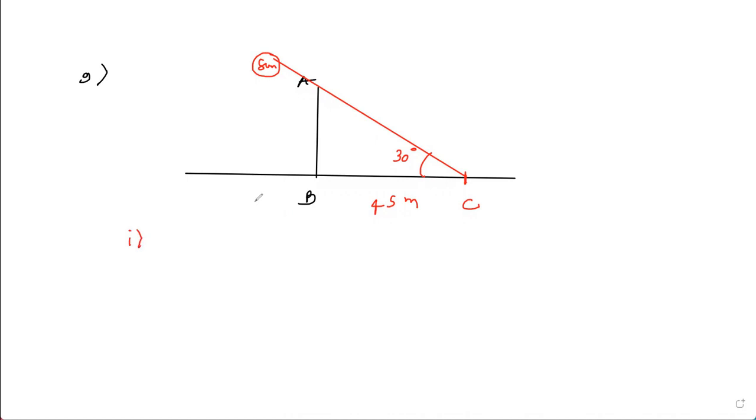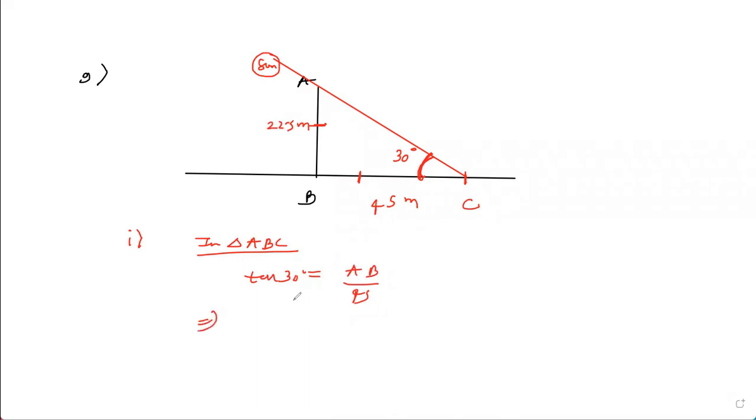Here also, if this is the given angle, then AB becomes the perpendicular, and the adjacent side BC we can treat as the base. So perpendicular and base, that means we are going to apply the ratio of tangent. So in triangle ABC, tan 30 degrees will be AB by 45.